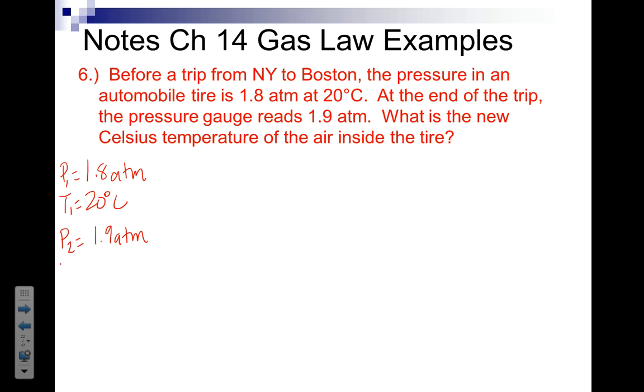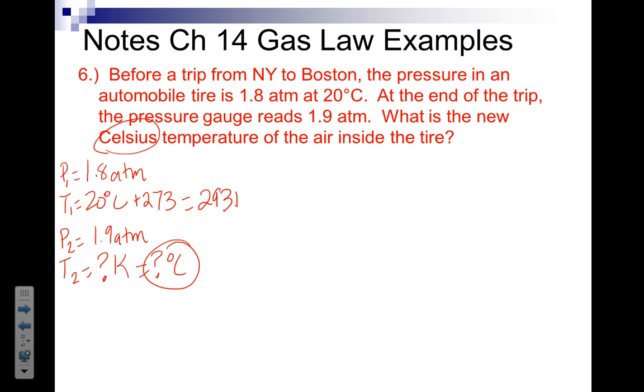So it wants to know what is the new Celsius temperature in the tire. Now notice it does say what's the new Celsius temperature. So we know that when we plug in, we're going to end up with our temperature in Kelvin. So this is just a reminder that when you get done, you got to convert it back to Celsius. Remember here at 273, that's going to give you 293 Kelvin here. And we have both of our pressures in atmospheres. So we're going to plug in.